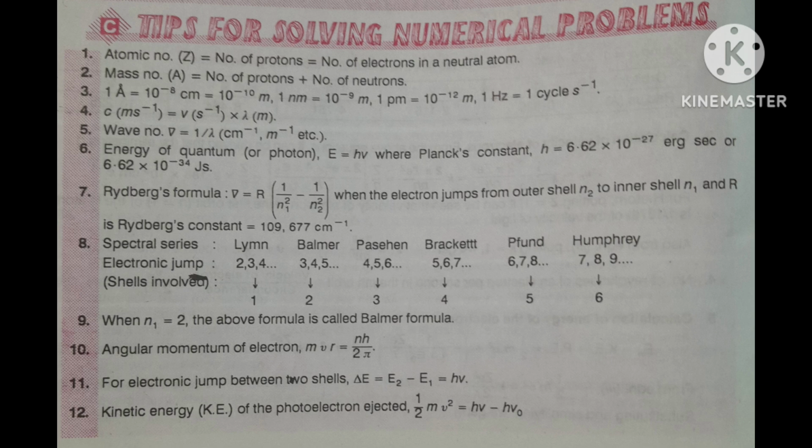If it jumps to the fourth orbit from orbit number 5, 6, 7, then it forms the Brackett series. If it jumps to the fifth from 6, 7, 8, then the Pfund series. And if it jumps from 7, 8, 9 to the sixth, then it will be the Humphreys series.